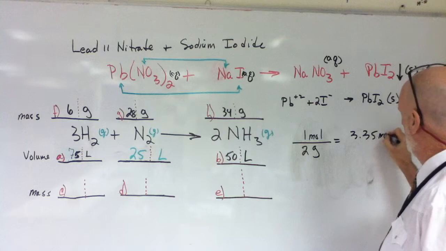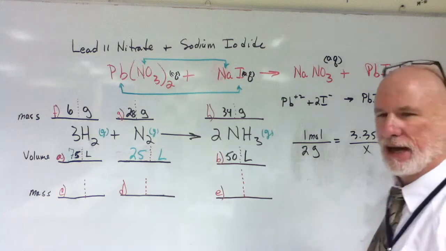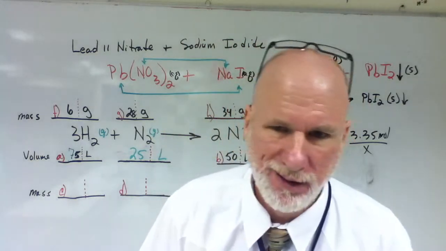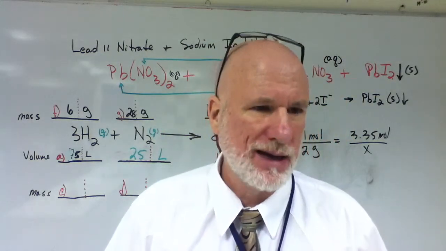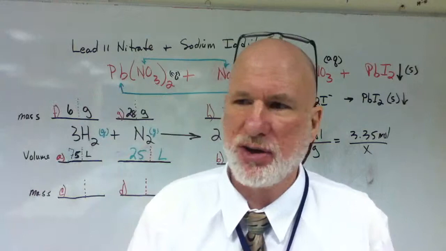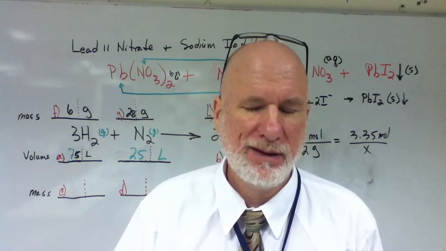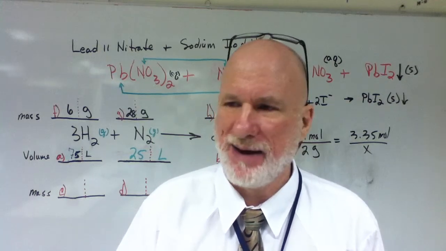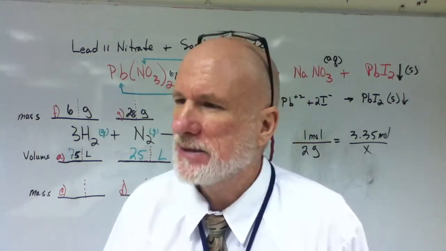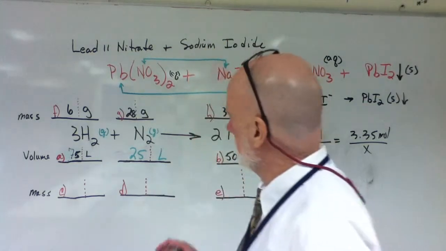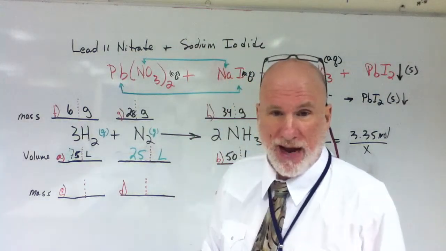3.35 moles times X. What's that? I know you can use factor label, and I call it brain dead, but no one's learning any chemistry that way. It's not going to happen. Yeah, I know. But I'm talking about the average student. Yes? 6.7? Excellent. 6.7, and that is correct.